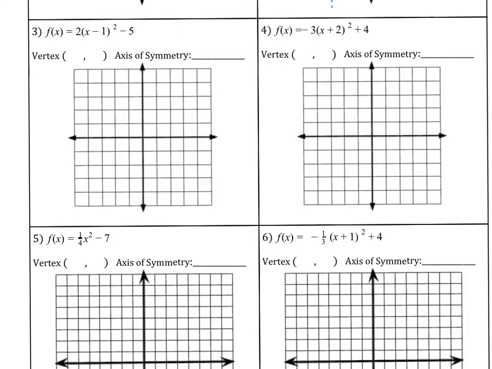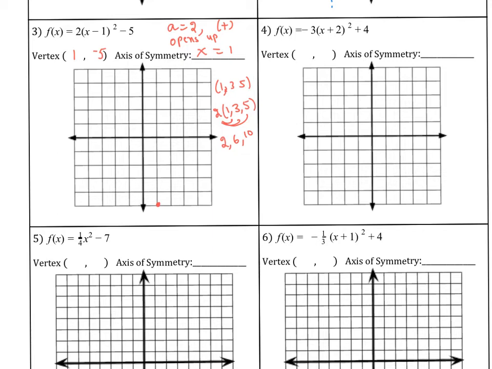For number 3, you're going to list the vertex as (1, -5). Axis of symmetry is x equals 1. Plot the point. The (1, -5) is going to be this point right here, and a is 2, which means it's positive, so it's going to open up, and the pattern is normally 1, 3, 5, but in this case it's going to be 2 times 1, 3, 5, which means it is 2, 6, 10.